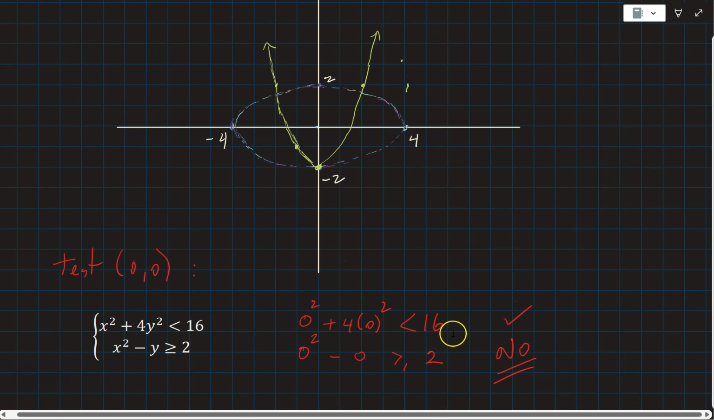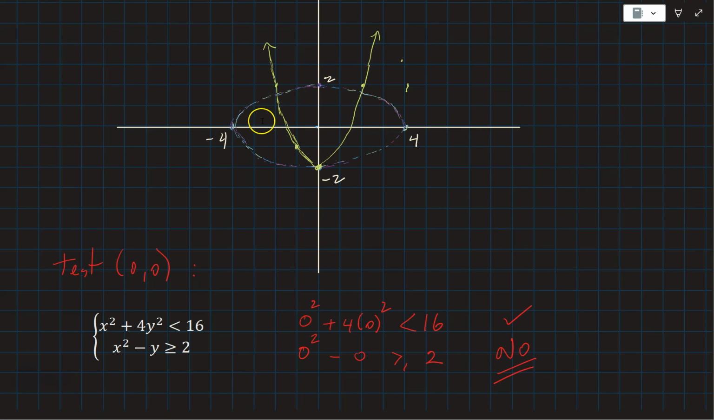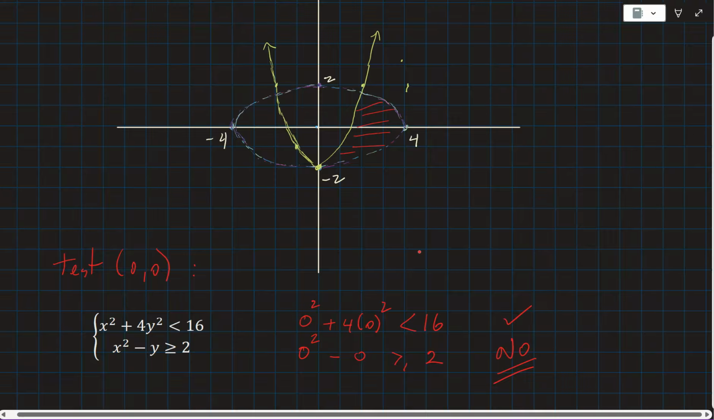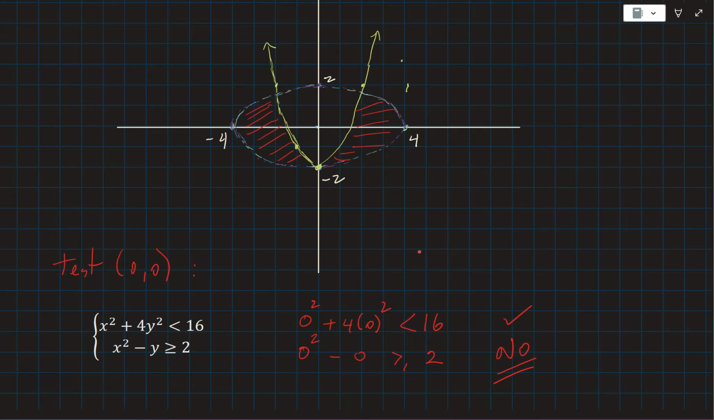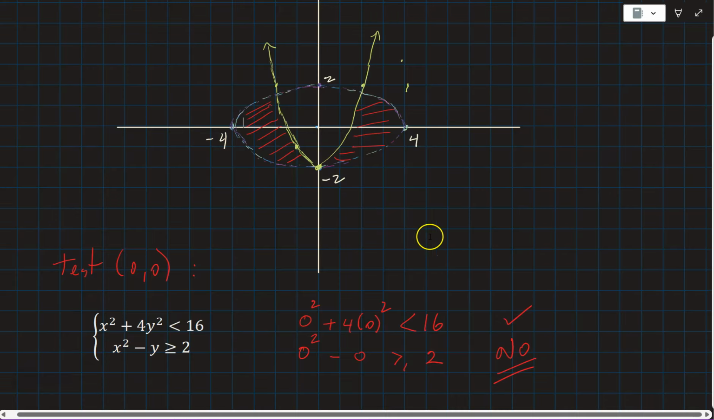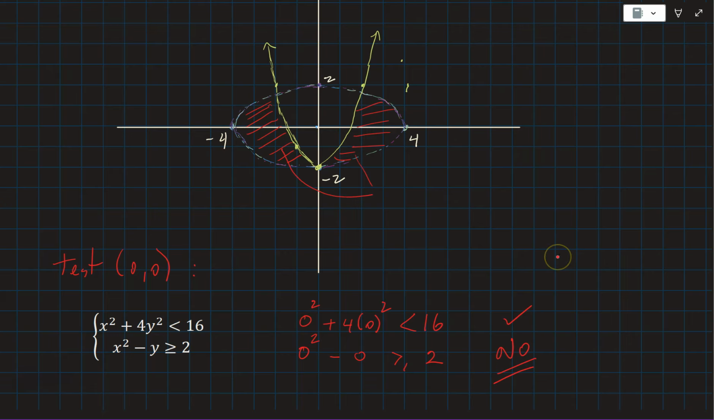What does that mean? That means that inside of the ellipse is the solution, but outside of the parabola is the solution for the second. So that means we need to shade just outside of the parabola, but inside of the ellipse. That region that you can see, this shaded area, both of them together, is the solution to the system.